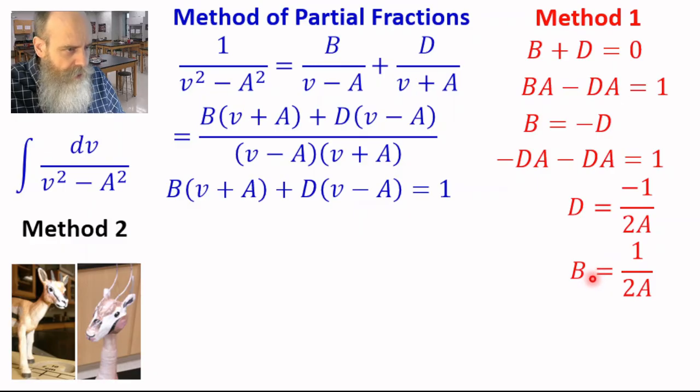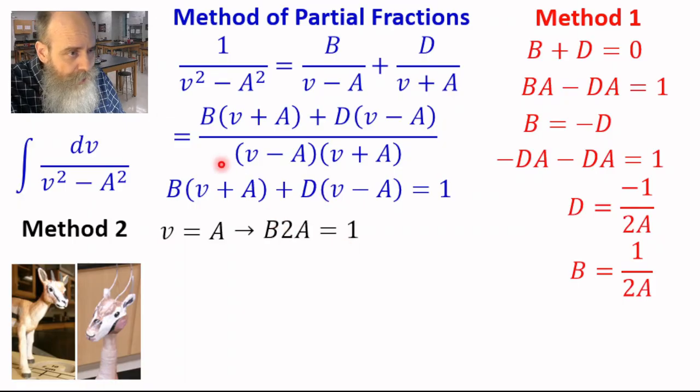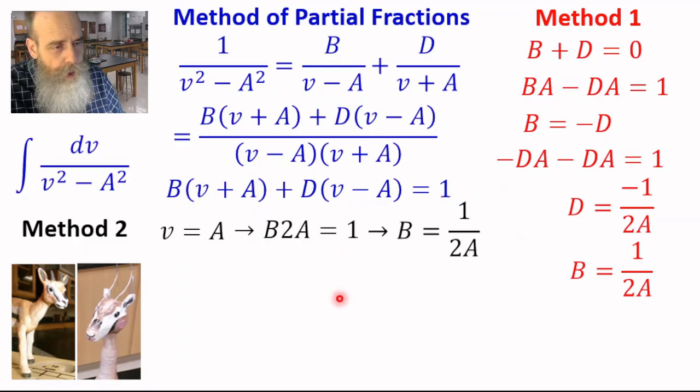Let's look at method 2. This equation is true for all values of v. It is true for v equals a. So let's put v equals a into this equation. Here we get b times a plus d times a minus a. This is just 0. That's why I chose v equals a. So we get b times 2a from here plus 0 equals 1. So b times 2a equals 1. Therefore b is 1 over 2a.